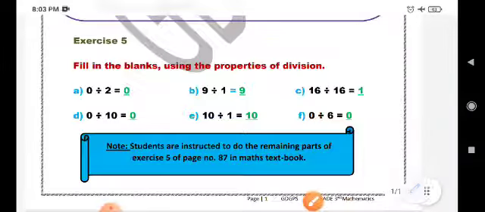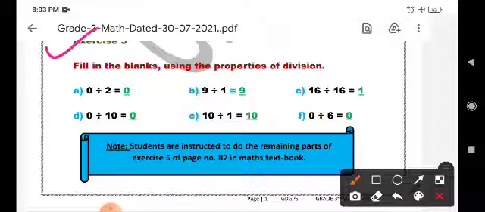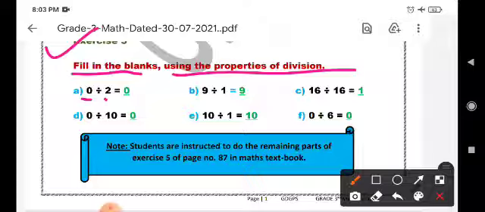Now, we will solve our exercise 5 that says you have to fill in the blanks using the properties of division that we learnt just now. What is 0 divided by 2? I told you when 0 is your dividend, then your quotient is 0. That was our fourth property. So 0 is the correct answer, the quotient.